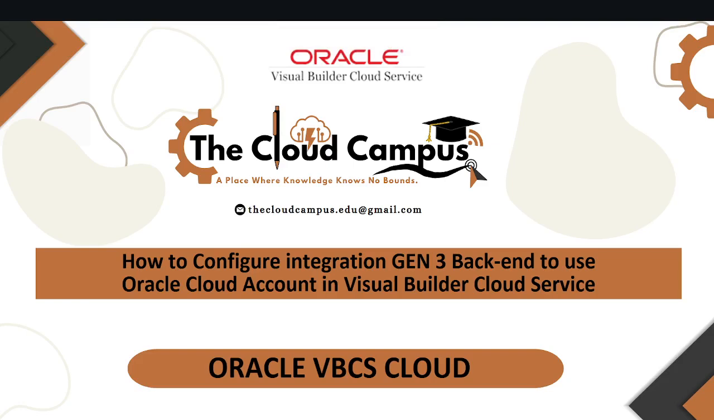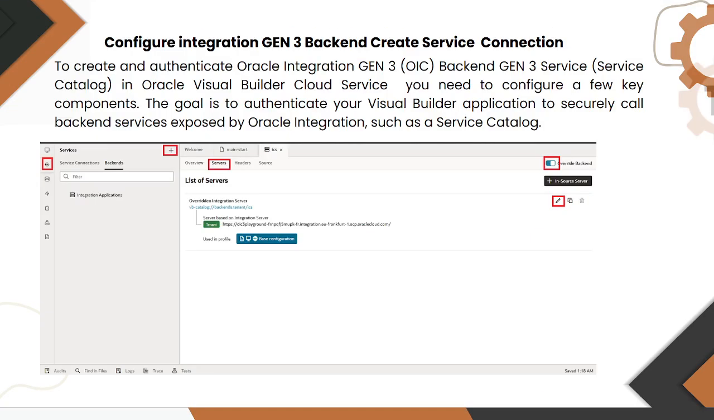Today we are going to learn how to configure the Integration Generation 3 backend to use Oracle Cloud Integration in Visual Builder Cloud Services. All the Integration Factories APIs in Integration Generation 3 must use what was used in Integration Generation 2. If you want to call Factories APIs, you were allowed to use basic authentication, but now in Integration Generation 3 this has been restricted and you need to use Visual Builder Cloud Services. In this video I am going to show how to configure the integration backend in Visual Builder Cloud Services.